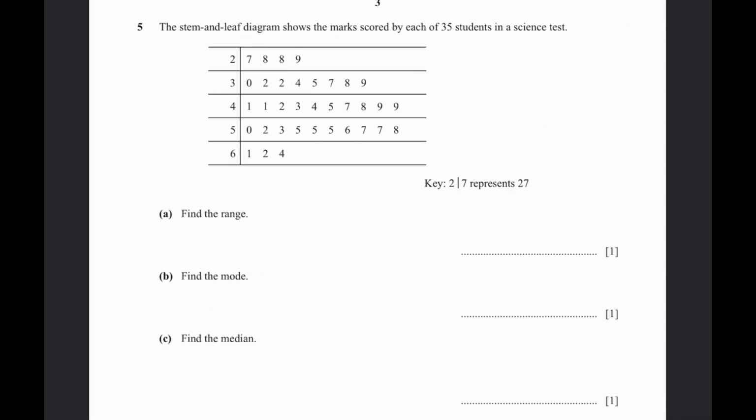Question 5. The stem and leaf diagram shows the marks scored by each of 35 students in the science test. A, find the range. The range will be the largest, which is 64, minus smallest, which is 27. That's equal to 37. That's the answer.